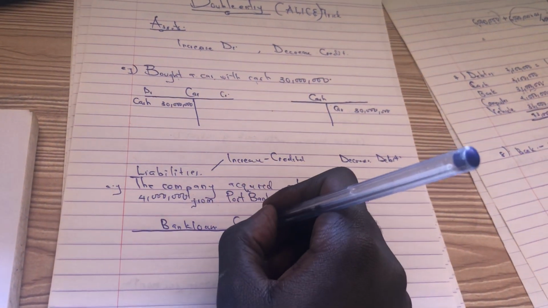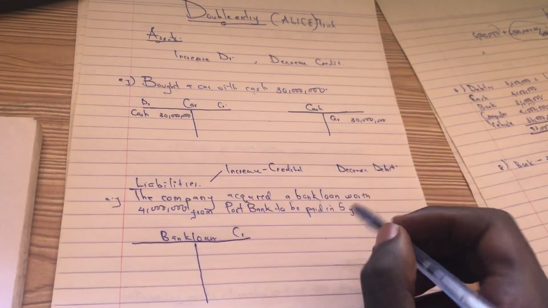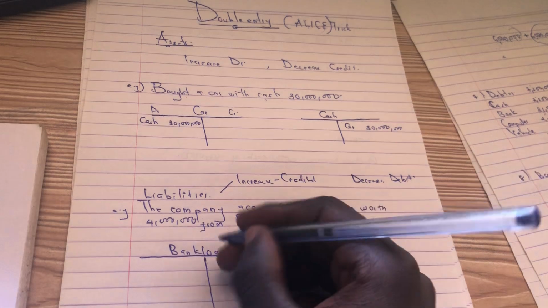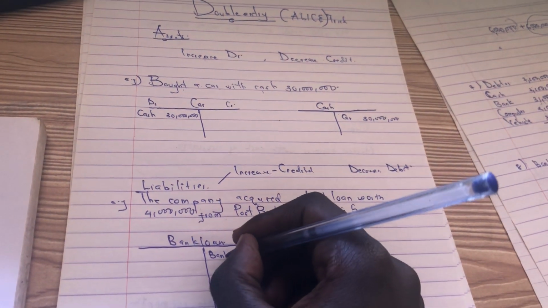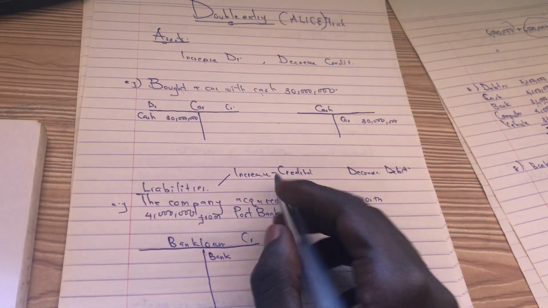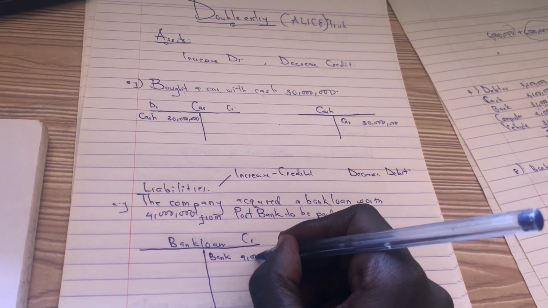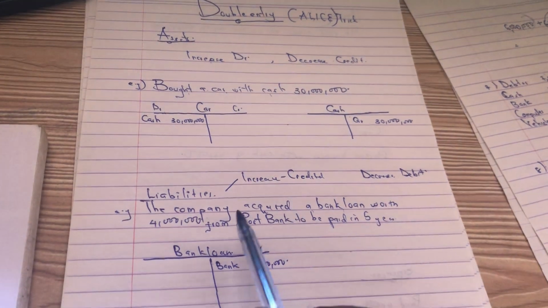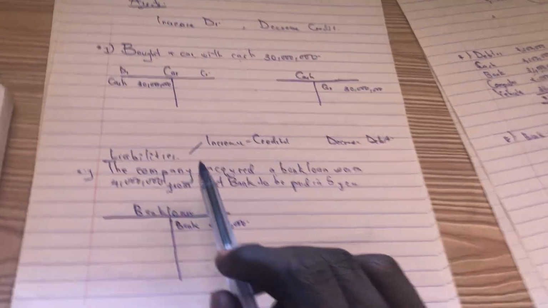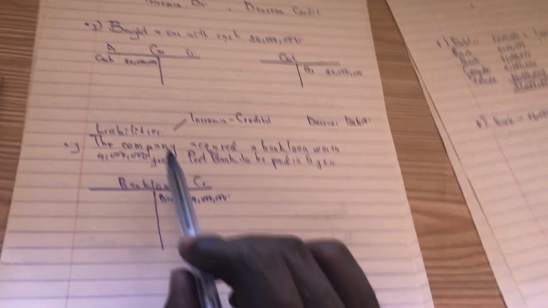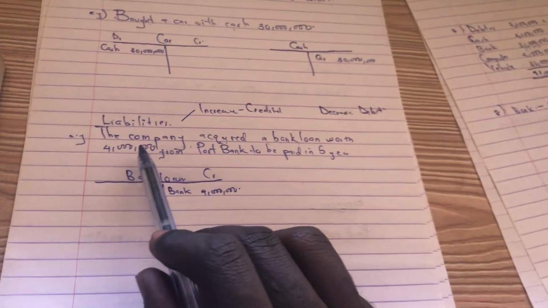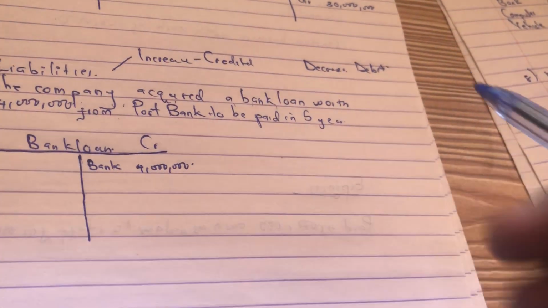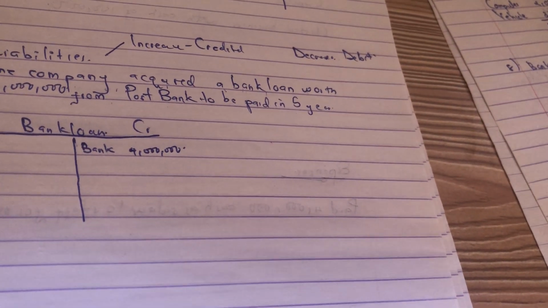Are we together? So if this is our T account, it means that he acquired the bank loan worth 4 million. So this is the bank loan, and we are crediting it because it's increasing. Are we together? Because he actually acquired a bank loan worth 4 million. When you see this worth, is it 40 million or 4 million? It's 4 million.